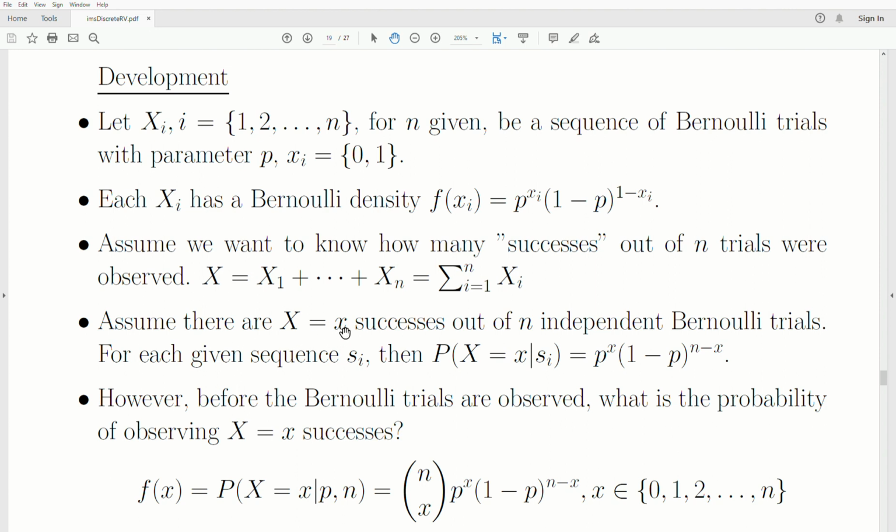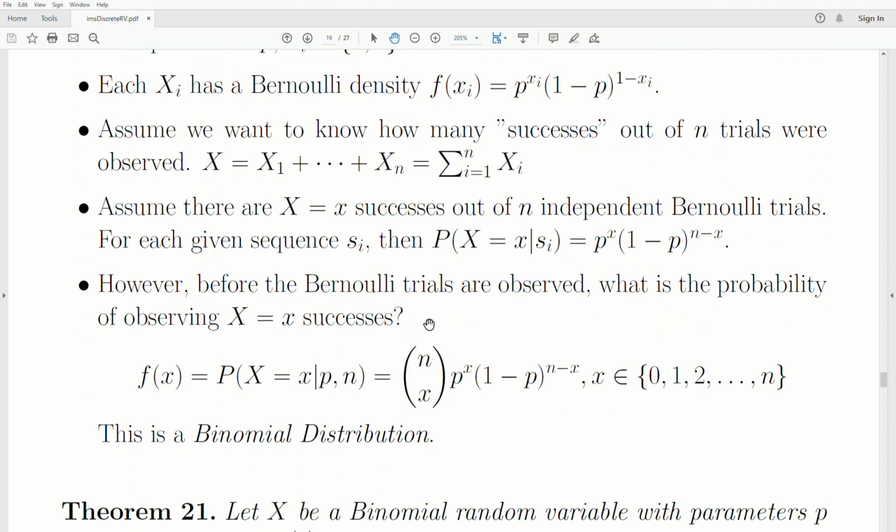Now assume there are little x successes out of n independent Bernoulli trials. So for each given sequence, so we know the sequence of zeros and ones, the probability of that specific sequence is p to the x times (1 minus p) to the n minus x, right? There are x successes and n minus x failures. However, before the Bernoulli trials are observed, what's the probability of observing little x successes?